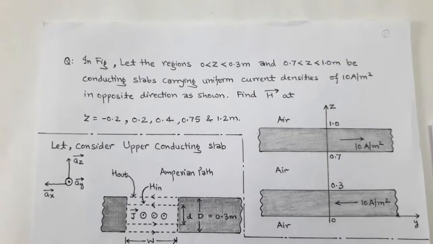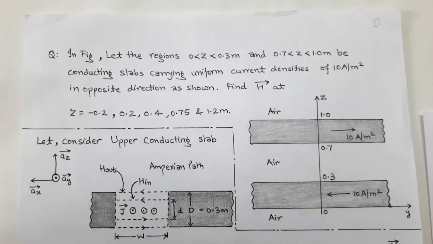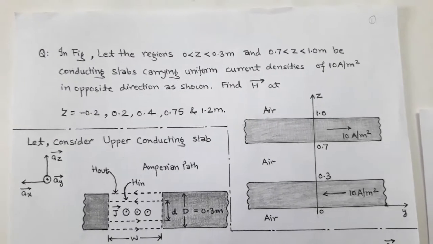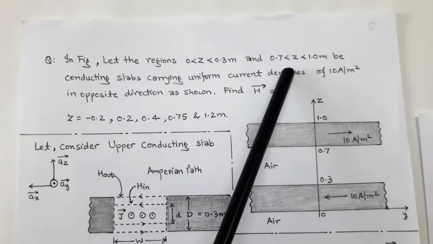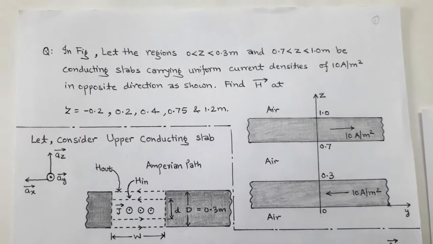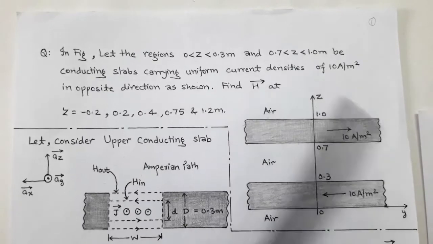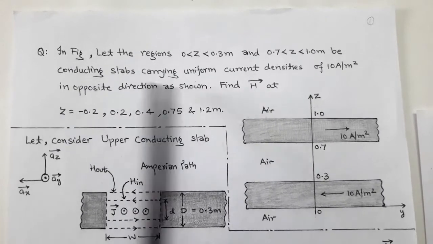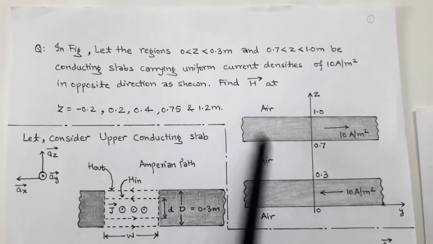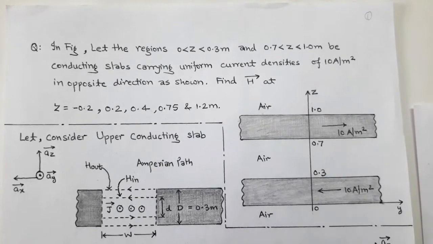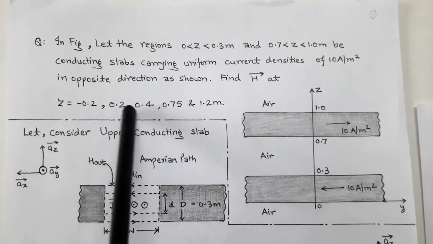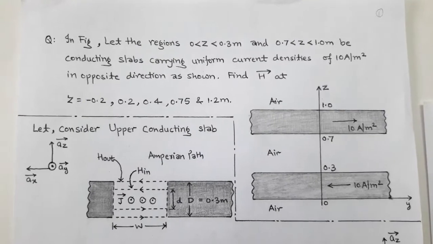The question is, in the figure, let the regions z greater than 0 and less than 0.3 meter, and z greater than 0.7 and less than 1 meter, be conducting slabs which carry a uniform current density of 10 ampere per meter square in opposite directions, as shown in the figure. We have to determine the magnetic field intensity H vector at different values of z.